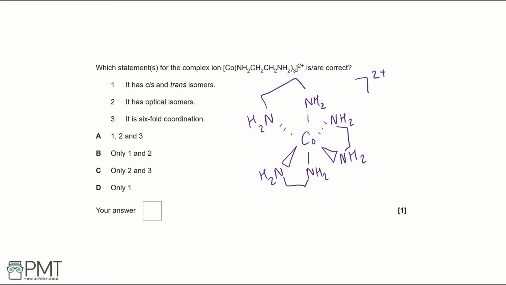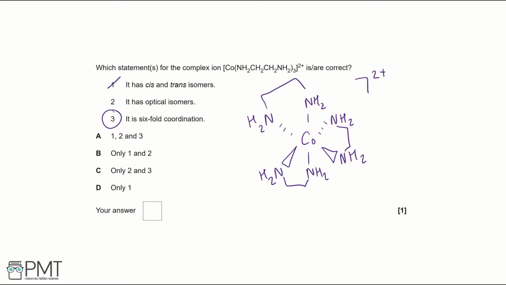So looking at the different options we're given, it has cis-trans isomers. Well, this statement is incorrect because in order to have cis-trans isomers, you need to have different priority groups. And because we've got the same bidentate ligand attached, we don't have different groups, so it can't have cis-trans isomers. We do have 6-fold coordination, which is shown with the wedges in this question.